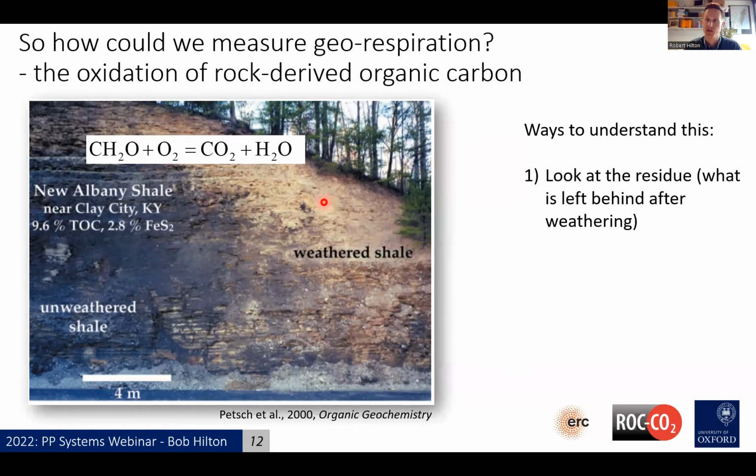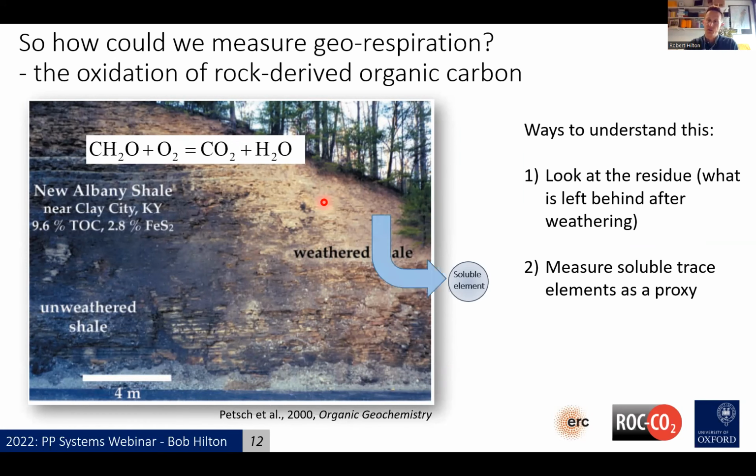So we have two other options. One is that when these reactions happen, they can make elements more soluble, so they come out of the rocks, enter water, and are washed away. We can try and track those reactions in the water of a stream or a river. We do that as part of the Rock CO2 project. I won't talk about that today, but it's another big strand of our research.